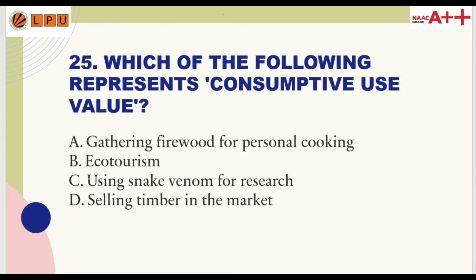25th number question. Which of the following represents consumptive use value? Option A gathering firewood for personal cooking, option B ecotourism, option C using snake venom for research, option D selling timber in the market. So the correct answer is option A.